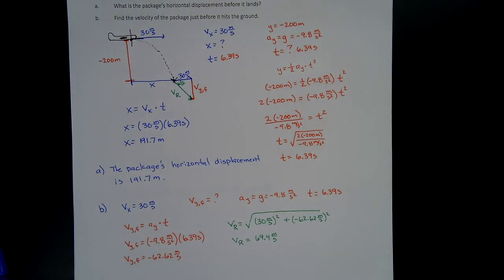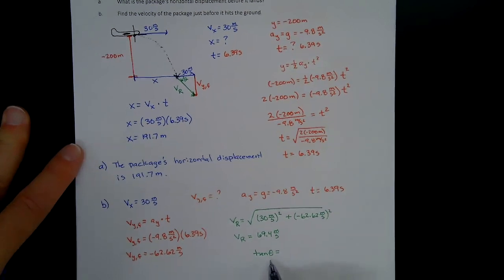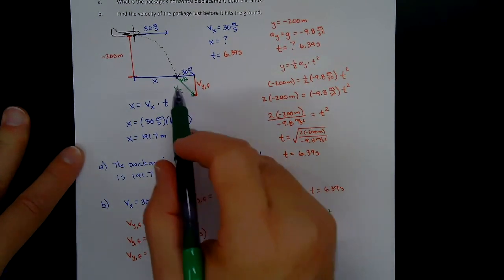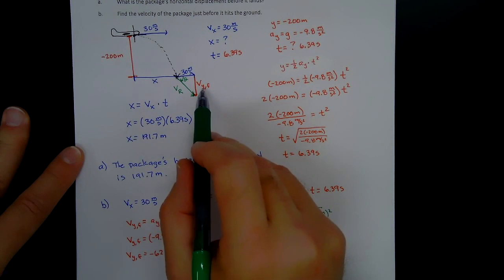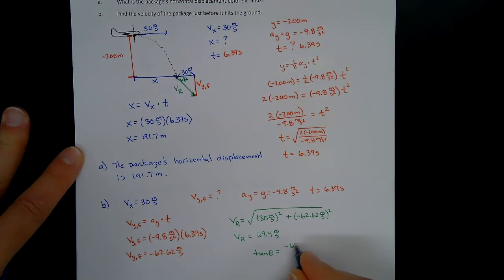That's the velocity at which it's hitting the ground. So it's not hitting the ground at negative 62.62 or 30. It's actually that velocity. And now we have to find the tangent of theta, because we've got to find the direction. Tan theta is equal to the opposite leg, which is the final velocity in the y direction, negative 62.62 meters per second, divided by the adjacent leg, which is 30 meters per second.